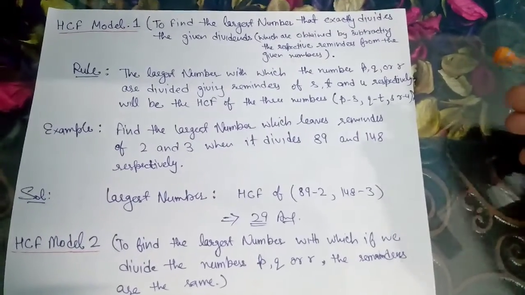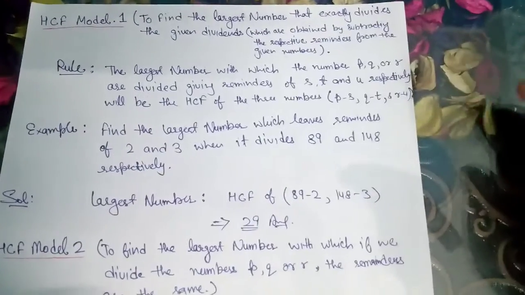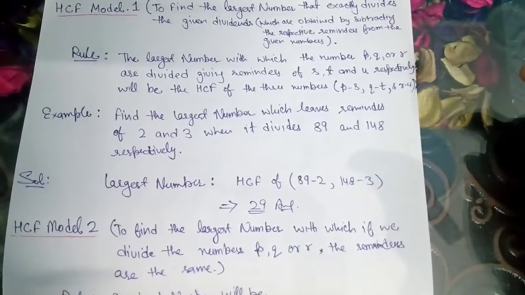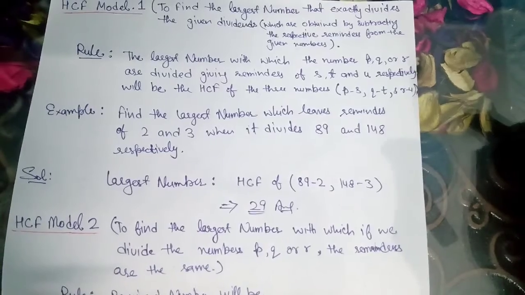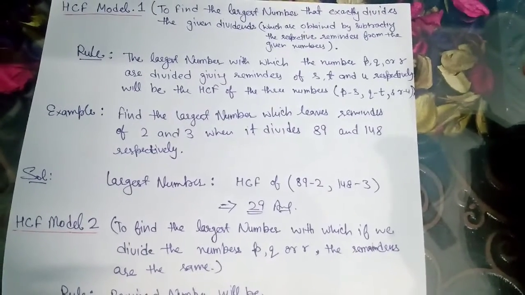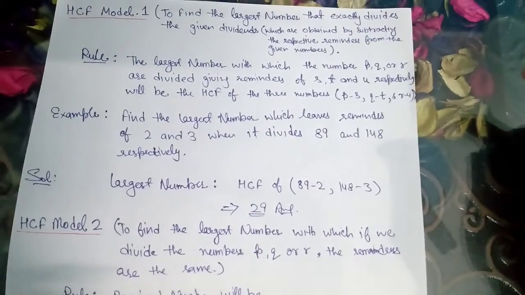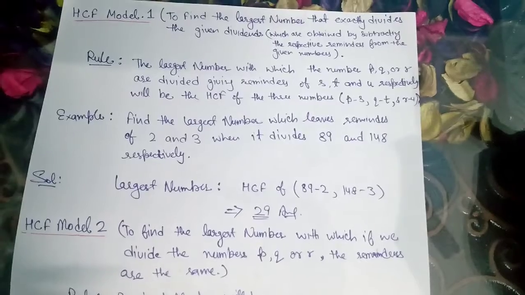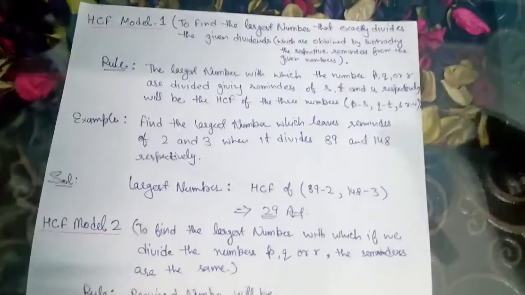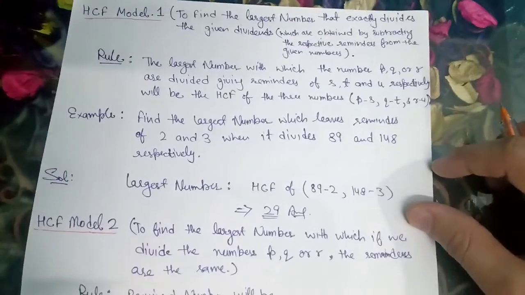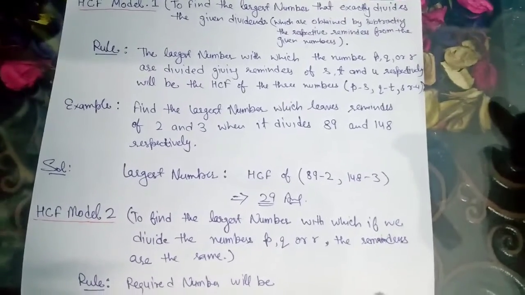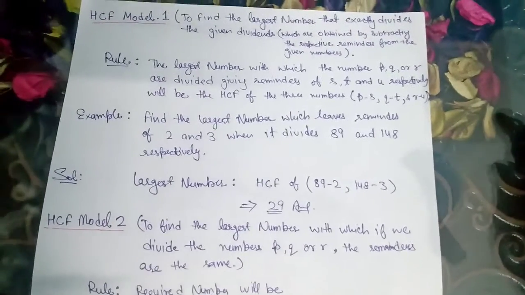Now I'm reading the rule: the largest number with which the numbers p, q or r are divided giving remainders of s, t and u respectively will be the HCF of p minus s, q minus t and r minus u. You will understand what I am saying. So let's quickly solve an example. Find the largest number which leaves remainder of 2 and 3 when it divides 89 and 148.